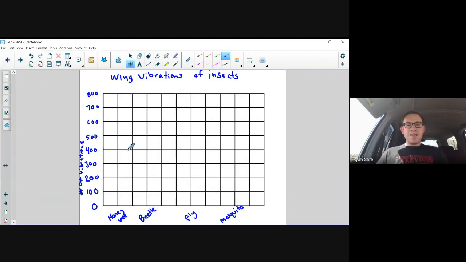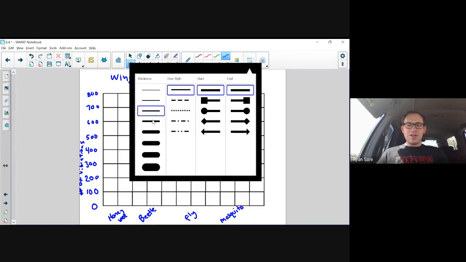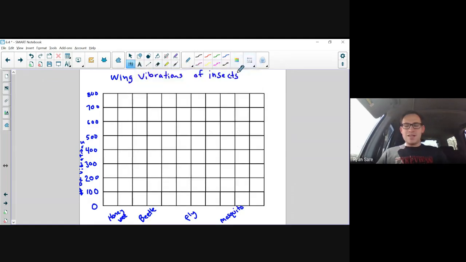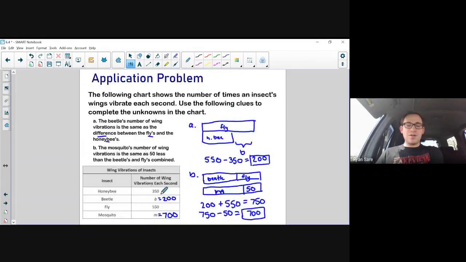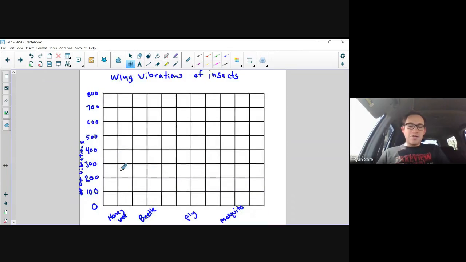Okay. Now we need to actually go and fill it in. I'm going to get my marker just a little bit thicker. Let's do really thick today. And I'm going to go back to my chart. I'm going to figure out the values. So the honeybee was 350. I have 300 and I have 400, but I don't have 350. So I'm going to have to go in between the two. So somewhere like right here. Fill that in. There's my bar. I'll come back in and fill them at the end.